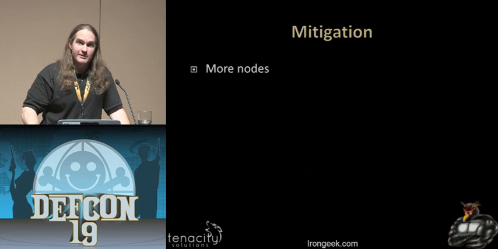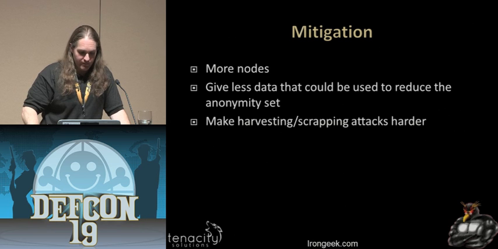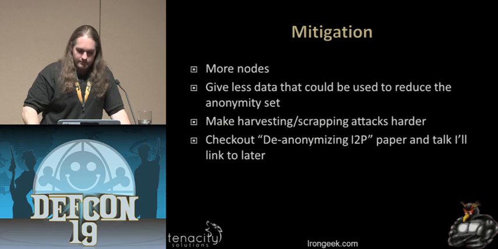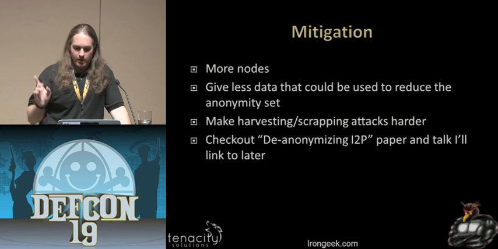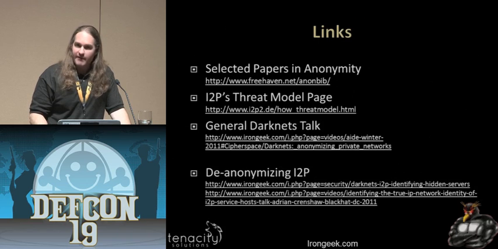Mitigations, well, more nodes helps. Being a smaller needle in a larger haystack. Giving less data also helps, which is why in I2P we pulled out the server header in newer versions, making harvesting and scraping harder. Check out my article on de-anonymizing I2P later on, and I go into a lot more details of how those attacks work. Various links out there for if you want more information on this, and this is all on your DEFCON CD.